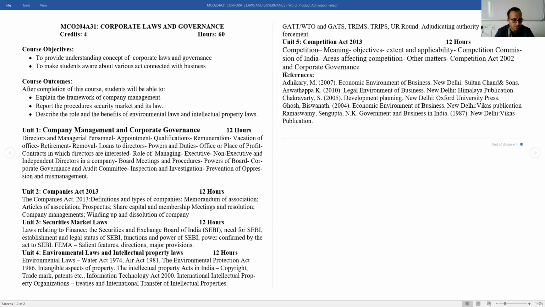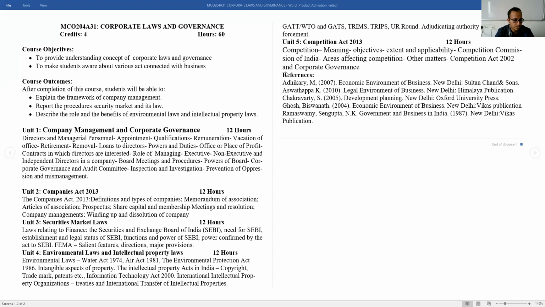Then coming to the third unit, we'll have more discussion about the securities market law. What are the different provisions relating to finance? Then SEBI, the need for SEBI's establishment, legal status, functions, powers. You might have already learned a little bit, but we'll be going a little advanced about the role and functions of SEBI. Then powers given to SEBI, then FEMA, the Foreign Exchange Management Act, and the features of the FEMA Act.